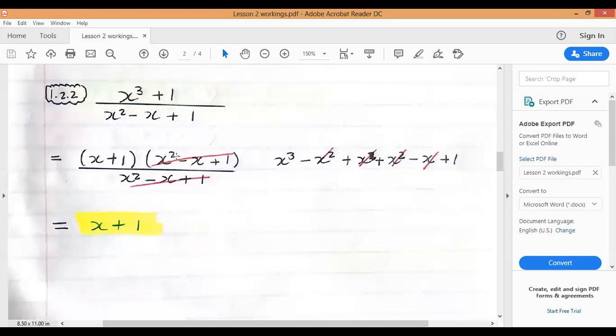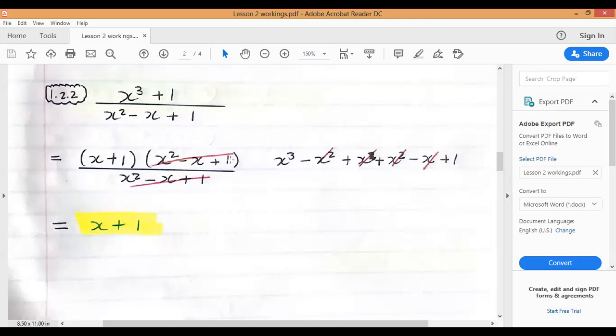Because when you say x times x squared, you get x cubed. When you say x times negative x, you get negative x squared. When you say x multiplied by 1, you get x. And when you say 1 multiplied by x squared, what do you get? You get plus x squared. When you say 1 multiplied by negative x, you'll get negative x. When you say 1 times 1, you'll get 1. So all of these will cancel each other. Plus x will cancel with minus x. Negative x squared will cancel with plus x squared. Therefore, you'll be left with x cubed plus 1. No wonder x cubed plus 1 can be written as x plus 1 close bracket, open bracket, x squared minus x plus 1.